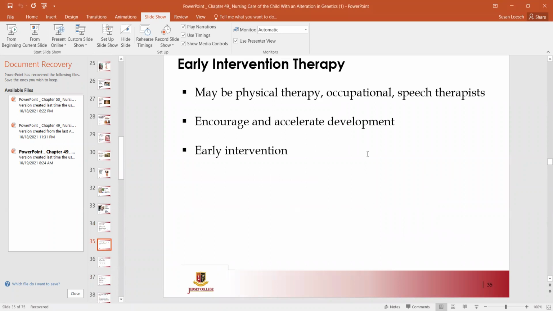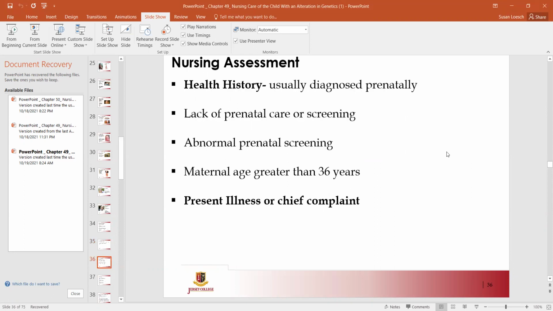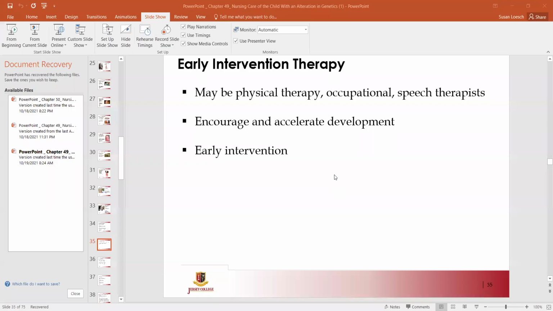So early intervention could be physical therapy, occupational therapy, speech therapy. We want to encourage and accelerate development and independence in these children. Health history, we're usually looking at, this is usually diagnosed prenatally. So what are some of the things that we're looking at for the health history? Let me just take it back a notch before we go into the early health history.